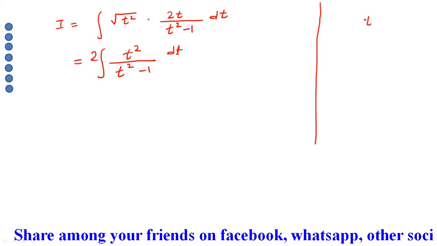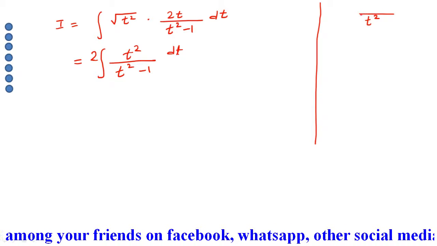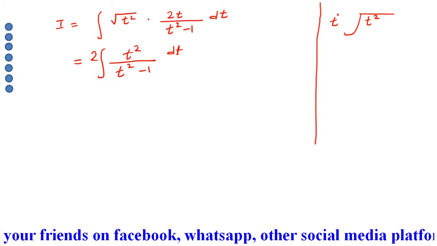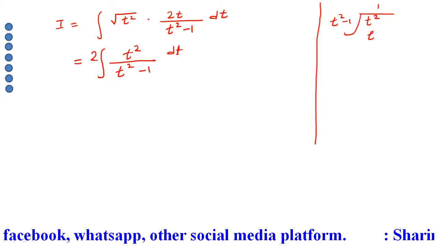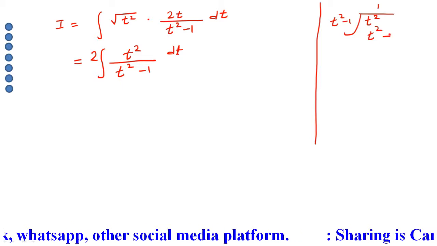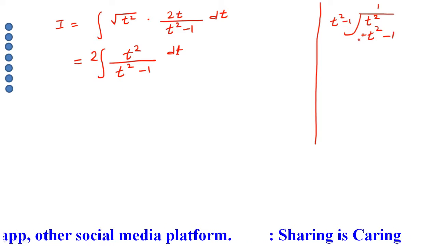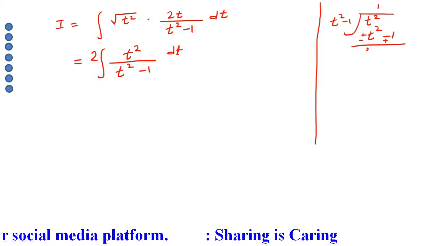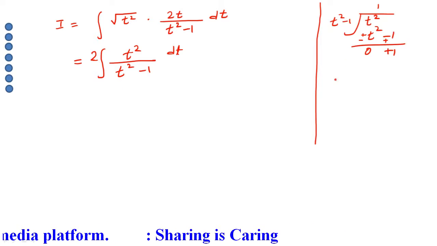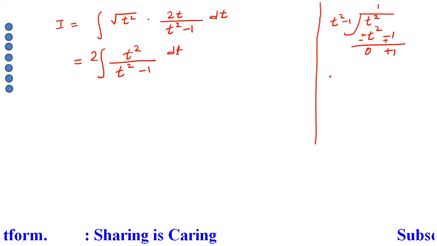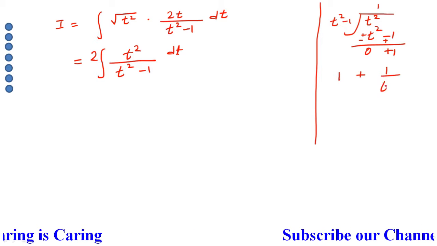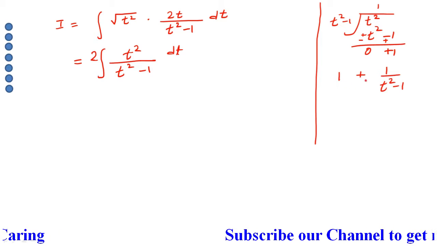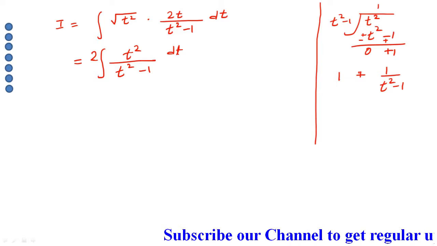So in division option, we have to divide the numerator by the denominator. When we divide here, the quotient is 1. So we will get here t square minus 1. Then we have to do the sign change. We will get here 0 plus 1. So we can write it as 1 plus 1 upon t square minus 1. I hope this polynomial division is clear to you.